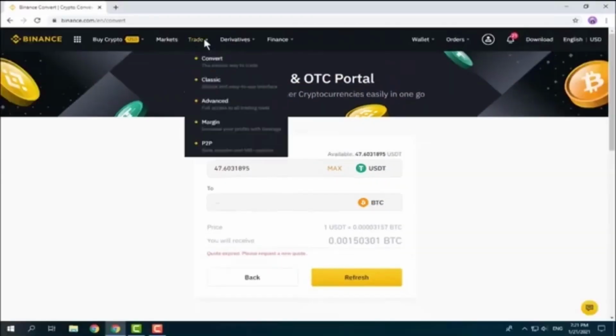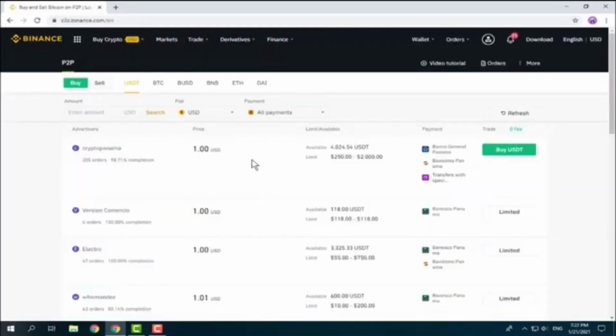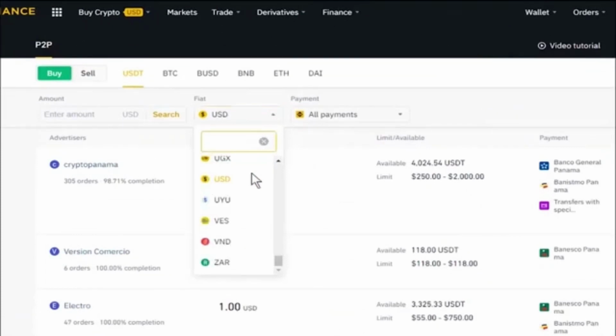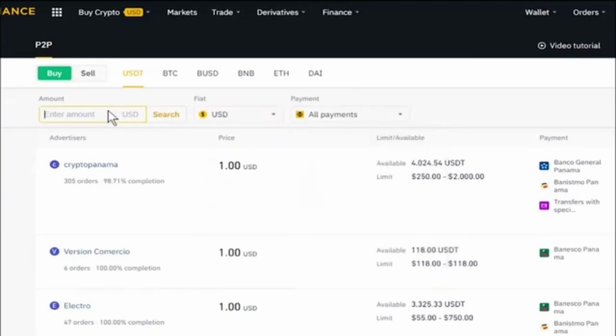Okay, now let's go to P2P and see how we trade here. P2P trading is actually peer-to-peer trading, and here you can trade crypto in exchange for your local currency. For example, you can choose your local currency here, and here you can select your desired payment method, and here you can search based on the amount of your local currency that you want to exchange. At this part, you can choose the coin that you want to exchange with your currency. And here you can choose whether you want to buy or sell.